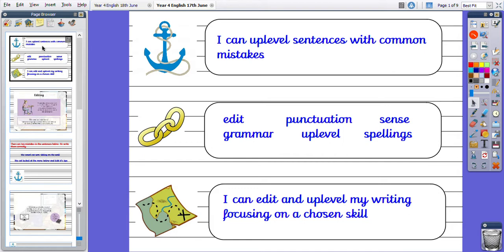So, your anchor task is to up-level sentences with common mistakes, and your destination is to edit and up-level your writing, focusing on a chosen skill, so a skill that you think you need to work on the most.